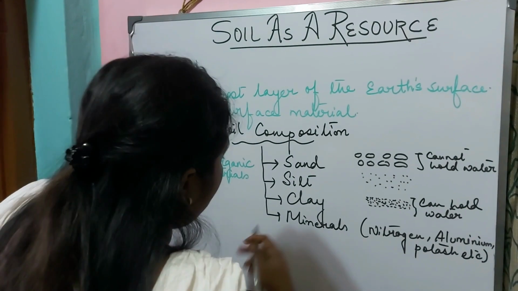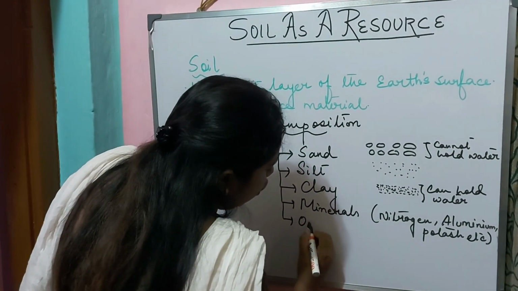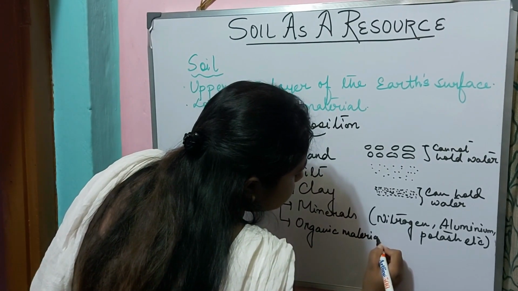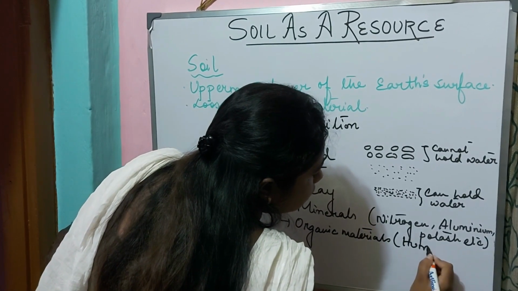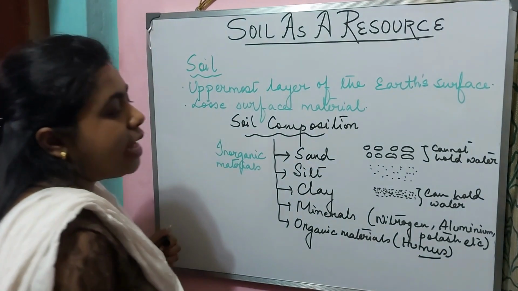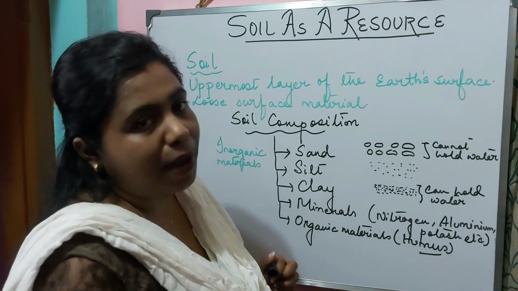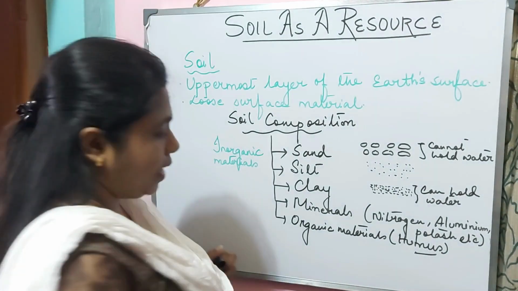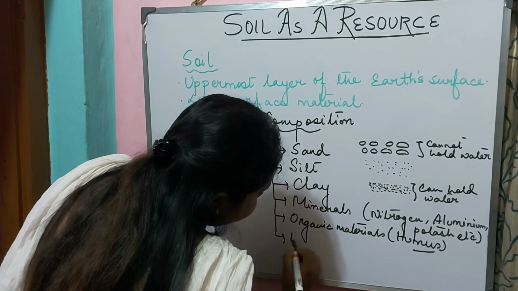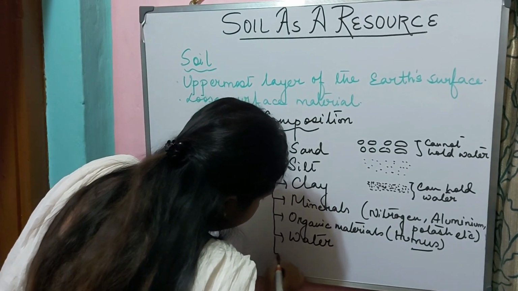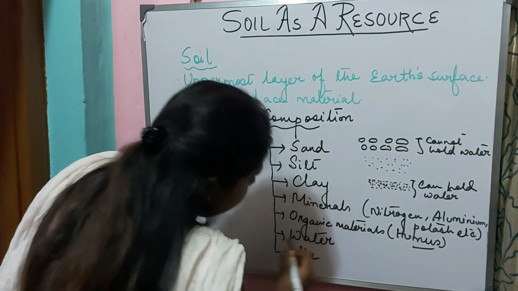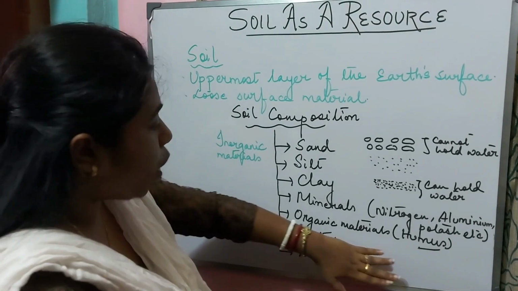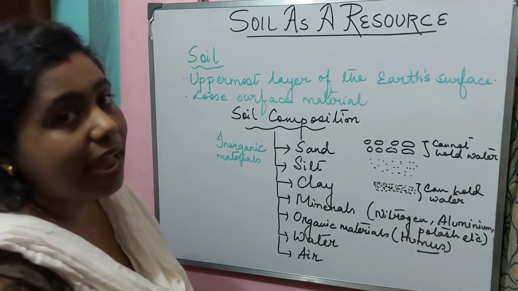Now, it is also formed of organic materials, that is humus. Humus means the decaying of dead plants and animals. And on the basis of humus, the fertility of the soil depends. You will also find water and air. So, soil is composed of inorganic materials, organic materials, water and air.